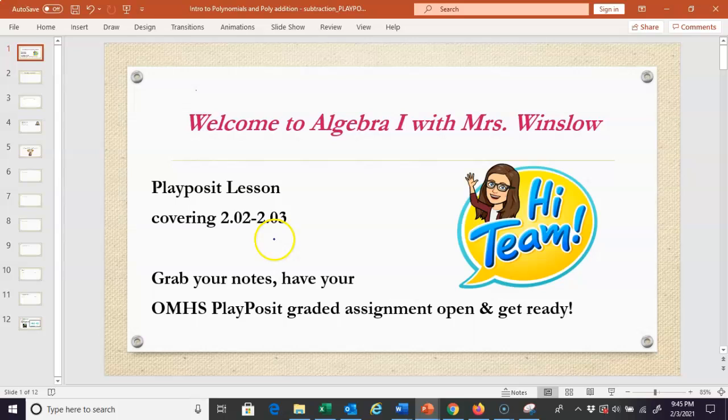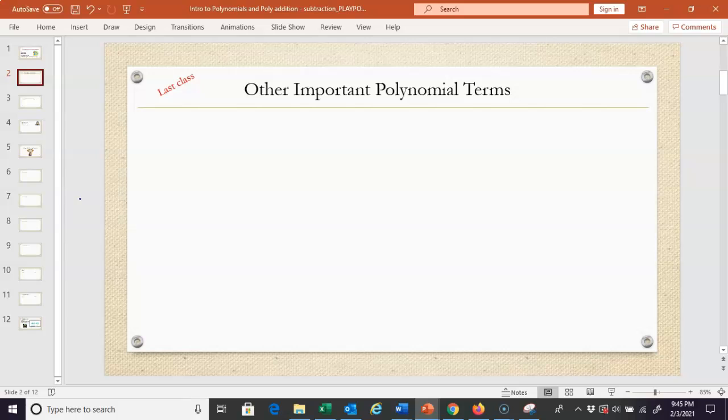So go ahead and grab your notes and have your PlayPosit graded assignment open. So this is from last class. Remember we were talking about polynomials, poly meaning many terms. So something with many terms. And I'm just going to put up another example here. I used random examples in all of my classes. So if you do have notes on this page, that's totally fine. You can just confirm the same kind of terms that we talk about, or you're welcome to add to this slide or turn your paper over and add to this topic here.